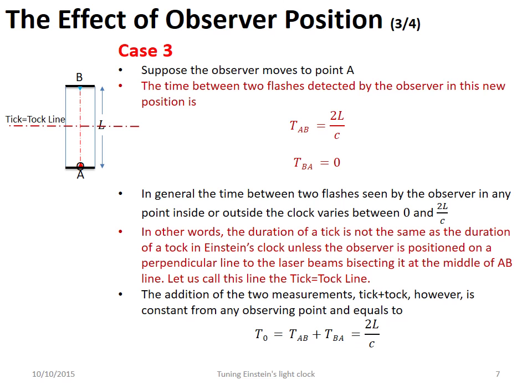In other words, the duration of a tick is not the same as the duration of a talk in Einstein's clock, unless the observer is positioned on a perpendicular line to the laser beams bisecting it at the middle of AB line. Let us call this line the tick equal talk line. The addition of the two measurements, tick plus talk, however, is constant for any observing point and equals 2L divided by c.